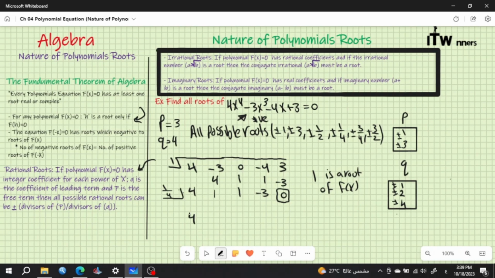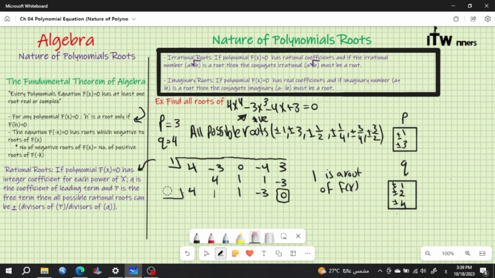Okay, 4 into 1 quarter equal to 1. 1 plus 1 equal to 2. 2 and 1 quarter equal to half. So this equal to 3 by 2. This equal to 3 by 8. And this equal to negative 21 by 8. Then it isn't equal to 0.